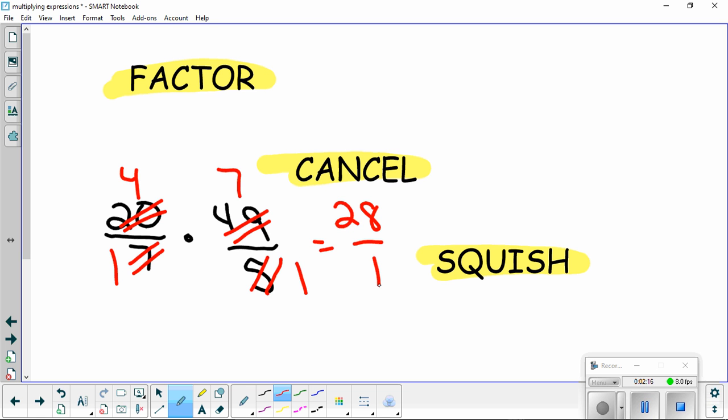And you liked it, right? Because here's what you did. You factored if you could. And on this one, you couldn't factor. You were a little kid. You didn't know how to do that. Then you canceled. And here's the rule. And you want to write this down.